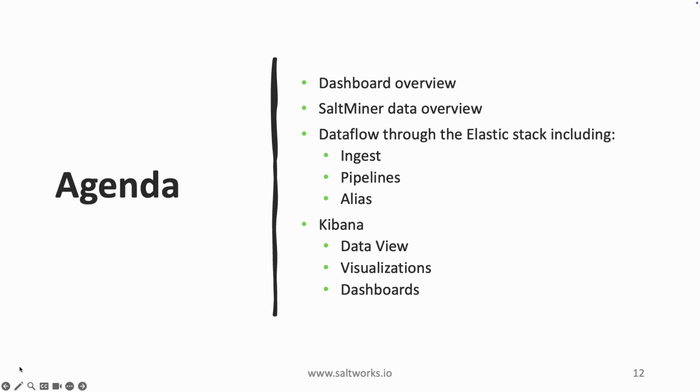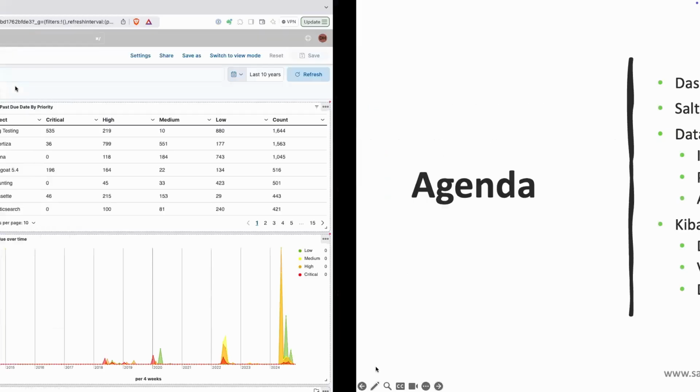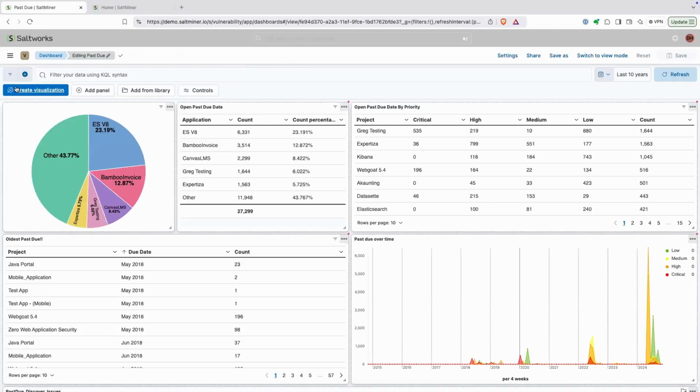So first off, let's take a look at the dashboard. The goal of this dashboard is pretty simple. When vulnerabilities are discovered in any kind of security program, this happens to be application security, we typically like to set a due date for when that vulnerability has to be fixed. And that can be based on a lot of different things, where the data is from, what kind of data it's protecting, what's going on.